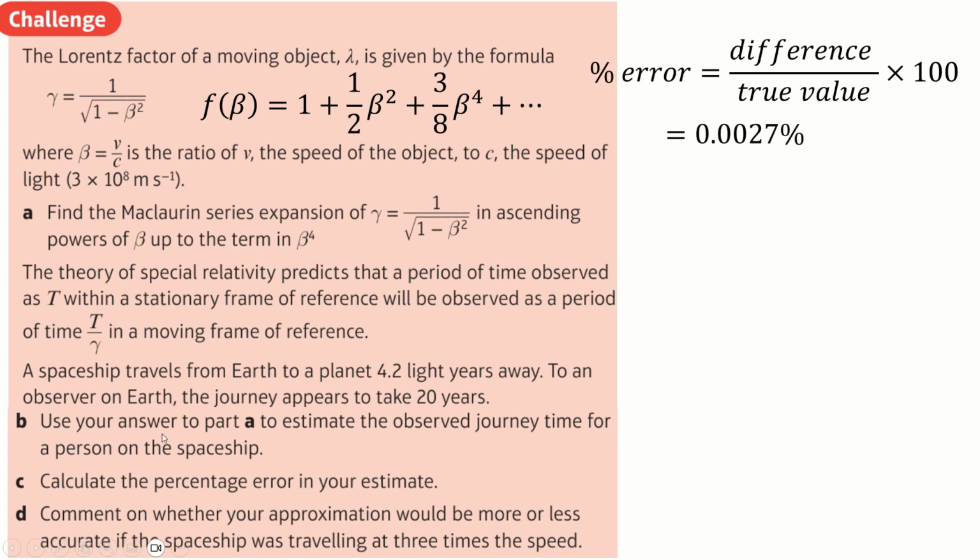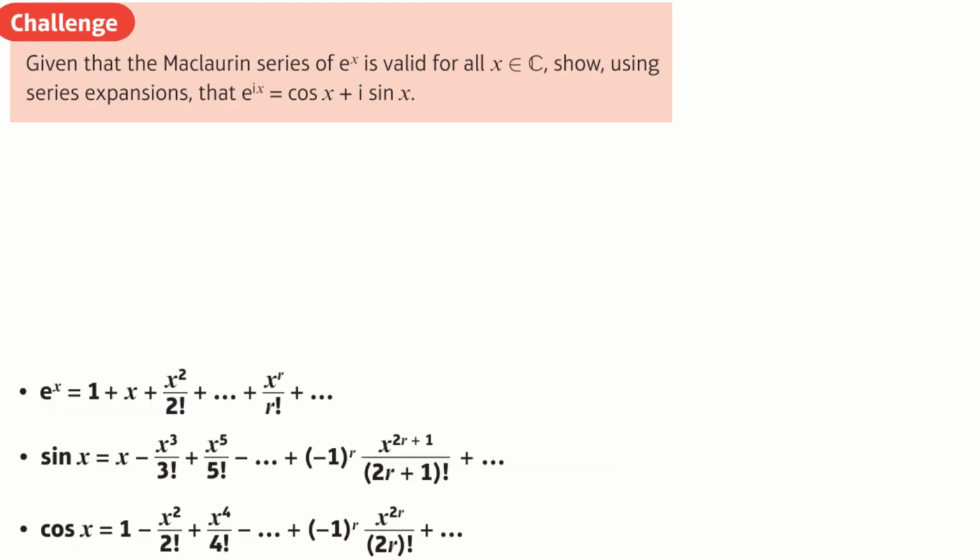That's kind of boring. Comment on whether your approximation would be more or less accurate if the spaceship was traveling faster. If the spaceship was going faster, then this would be bigger, which would make beta bigger, which means in this estimation here, beta to the 6 and beta to the 8 would matter more. So your estimation would be further away from the true value, I think. Yeah, cool.